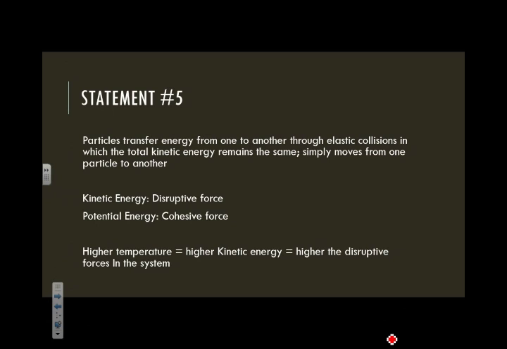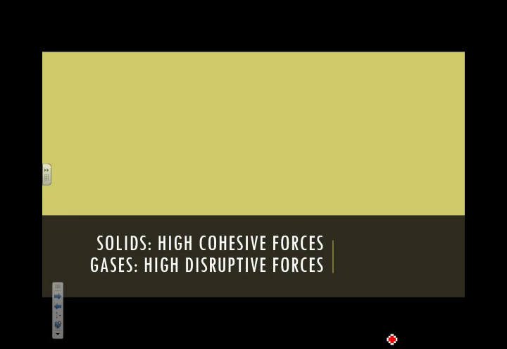When particles are attracted to each other, they are going to be more cohesive. And like we discussed, higher temperatures are going to lead to higher kinetic energies, which is going to lead to higher disruptive forces in the system. When we talk about states of matter, we consider that solids have really high cohesive forces and really low disruptive forces. When you think about solids, particles are really close together, they're in a pretty rigid framework, not a lot of motion going on, very dense.